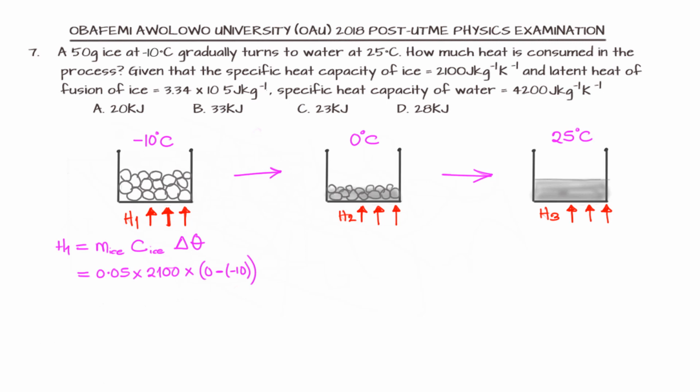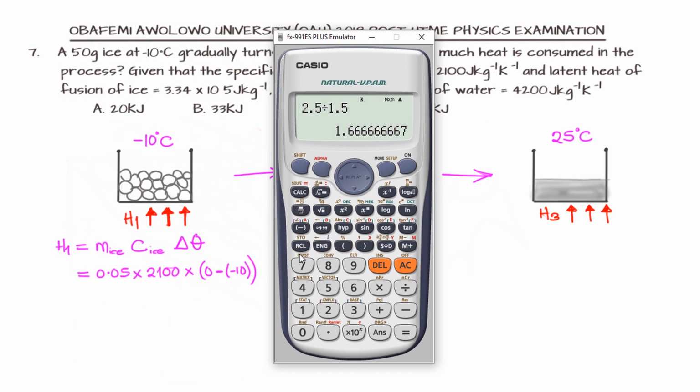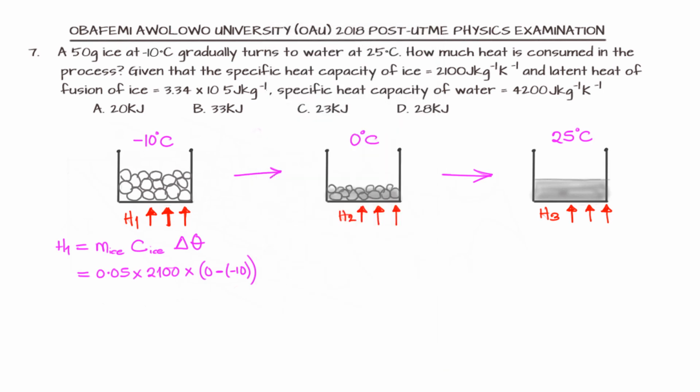So like this, if I want to calculate that, it will be 0.05 times 2,100 times, minus minus 10 will become plus, so times 10. So the first amount of heat that will be consumed in the stage in which the ice is being taken from minus 10 degrees Celsius to 0 degrees Celsius is 1,050 joules. That's the amount of heat that is consumed.